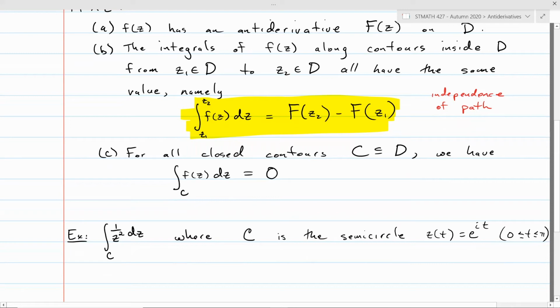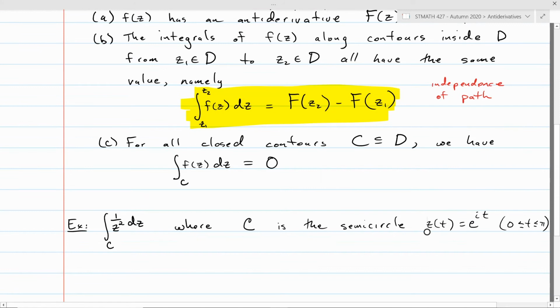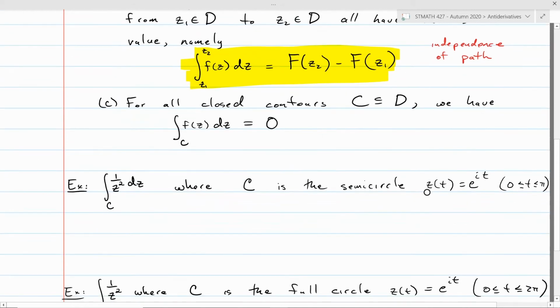And the last part is that if you look at any closed contour inside of D, the integral around C of the function little f will be 0. So all of these things are equivalent to one another. Existence of antiderivatives, independence of path, and integrals around closed contours being 0 all mean the same thing logically. So before we try to prove this theorem, which is a bit involved, especially one particular part of it, let's do a few examples to see how we can utilize it.